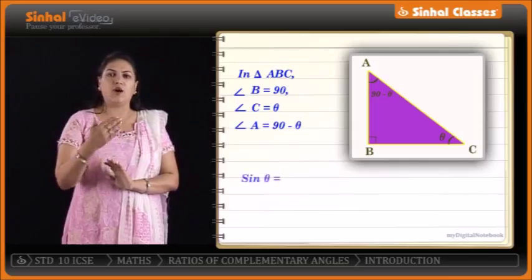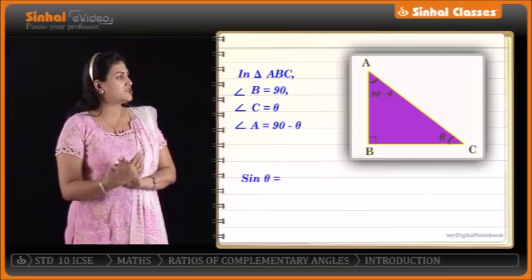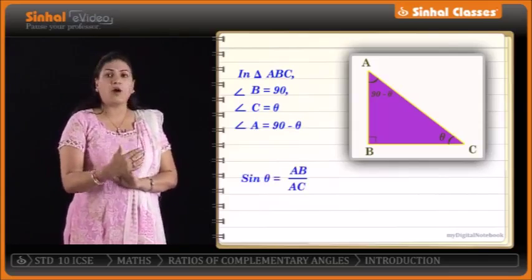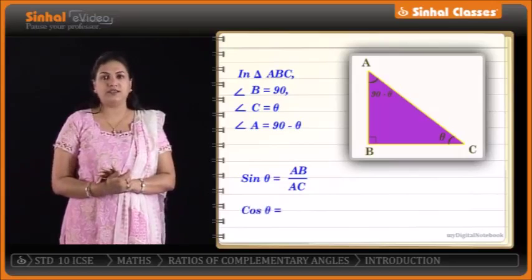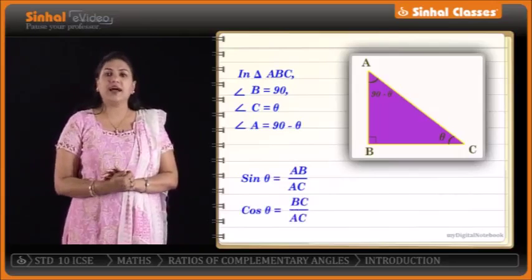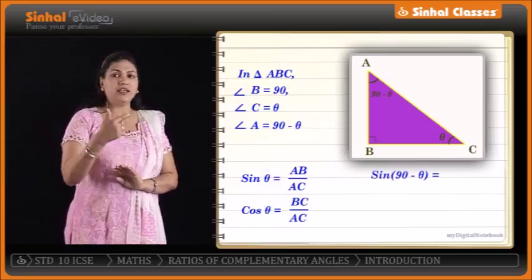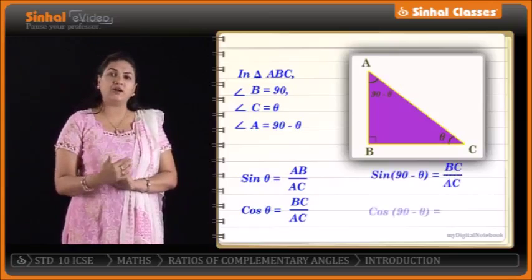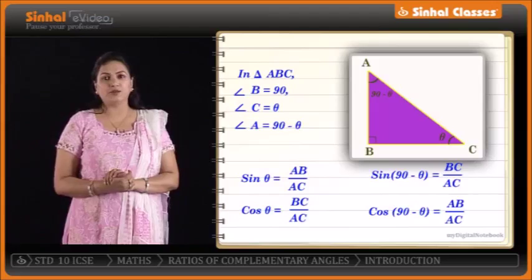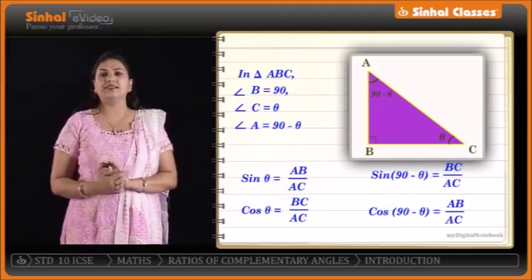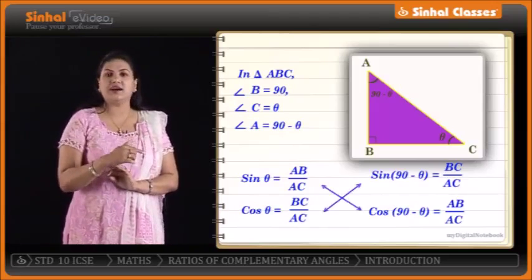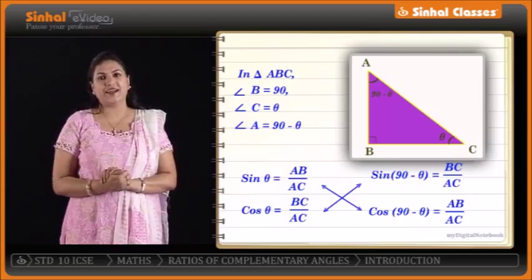Sin theta is opposite upon hypotenuse. In this triangle we will get sin theta as AB upon AC. Cos theta is adjacent upon hypotenuse, that will be BC upon AC. Now let's find out sin 90 minus theta, that will be BC upon AC, and cos 90 minus theta, that is AB upon AC. Now here you will observe that sin theta is the same as cos 90 minus theta and cos theta is the same as sin 90 minus theta.